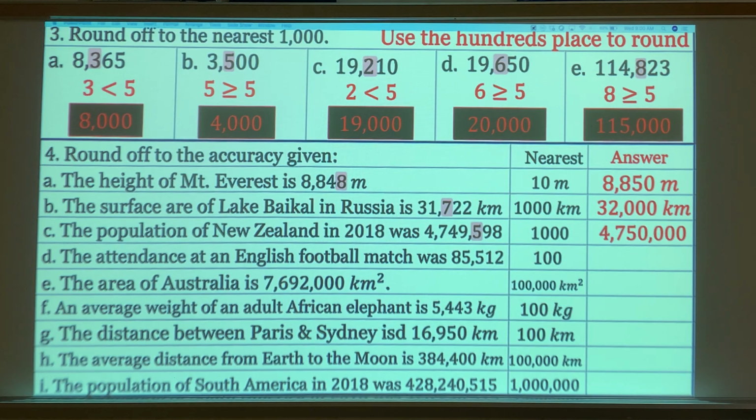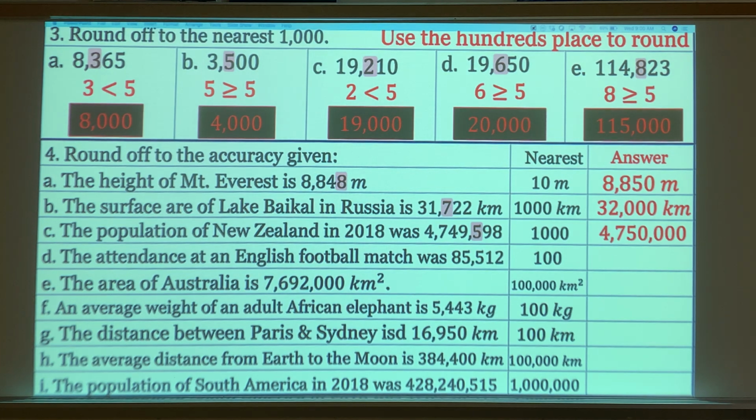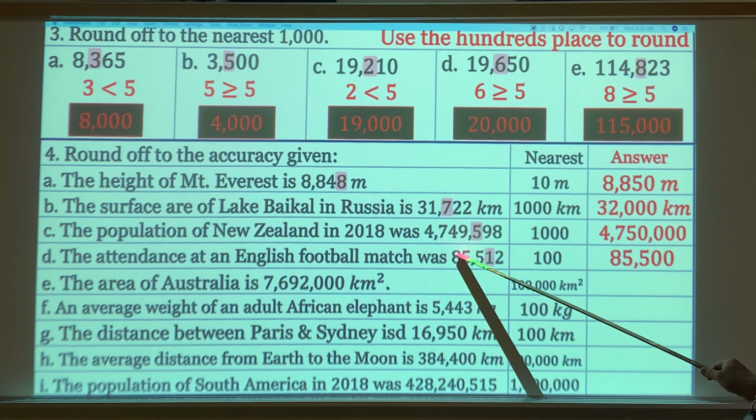Attendance at an English football match, or as we know it as soccer, was 85,512. What do you think that was? Man U? Alright, so maybe Chelsea. Chelsea's better. Alright, nearest 100. 5 is the 100, so we're rounding using the 10s place, which is 1. 1 is less than 5, 85,500.